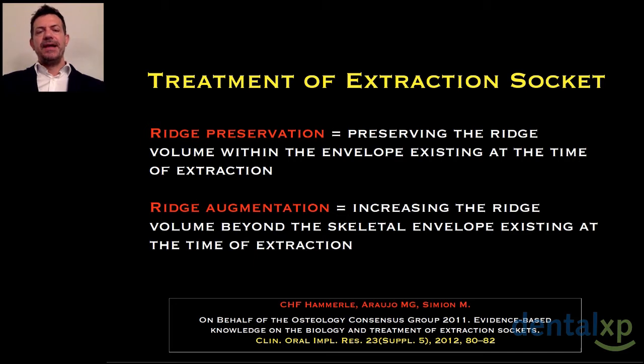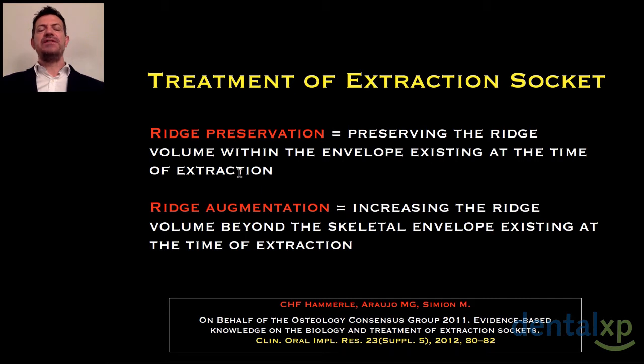And so for the treatment of extraction, we can introduce the concept of ridge preservation. That means preserving the ridge volume within the envelope existing at the time of extraction. The concept of ridge preservation is a little bit different from the concept of ridge augmentation. Because ridge augmentation means increasing the ridge volume, not preserving, but increasing the ridge volume beyond the skeletal envelope existing at the time of extraction.